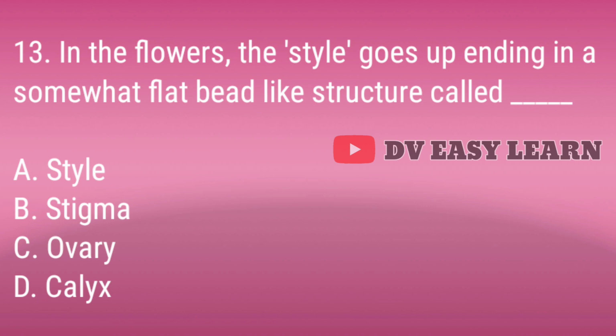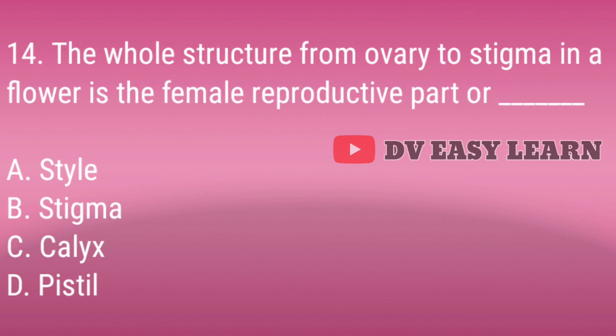Question number 13. In the flowers, the style goes up ending in somewhat flat bead-like structure called. Correct answer, stigma. Question number 14. The whole structure from ovary to stigma in a flower is the female reproductive part or dash. Correct answer, pistil.